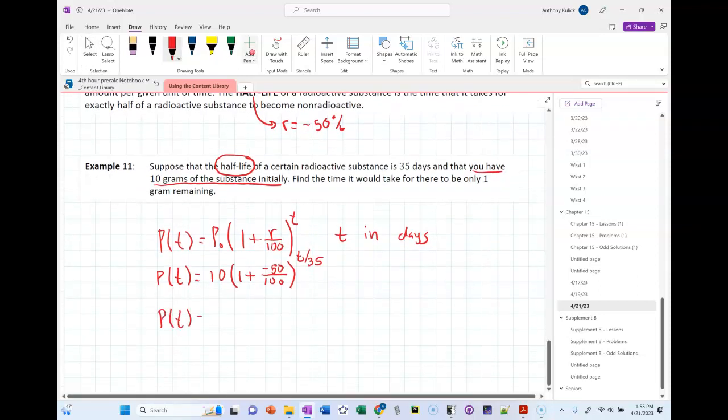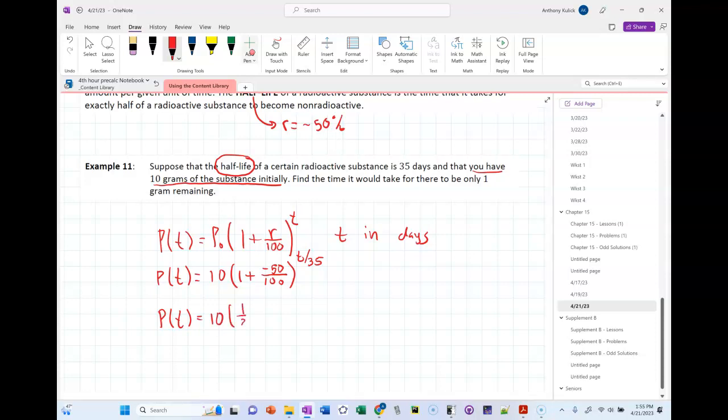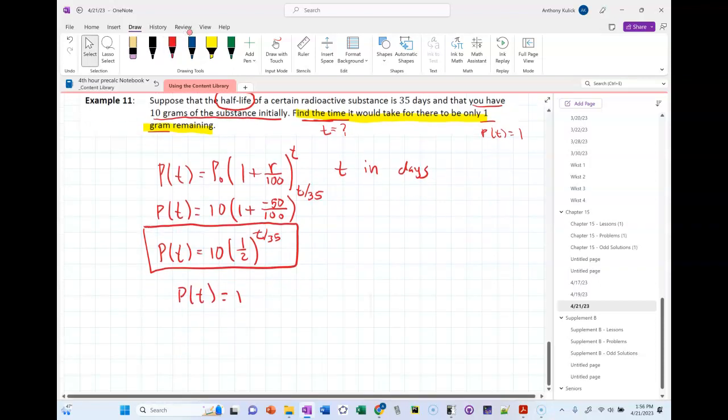So let's just clean this up a little bit. 1 plus negative 50 over 100 is 1/2. Hey, look, there's that half-life. So there's our model for the radioactive decay. And then the last part says find the time it would take for there to be 1 gram remaining. So there it's asking for a value of T. 1 gram tells me that P of T is equal to 1. How am I going to solve that equation?